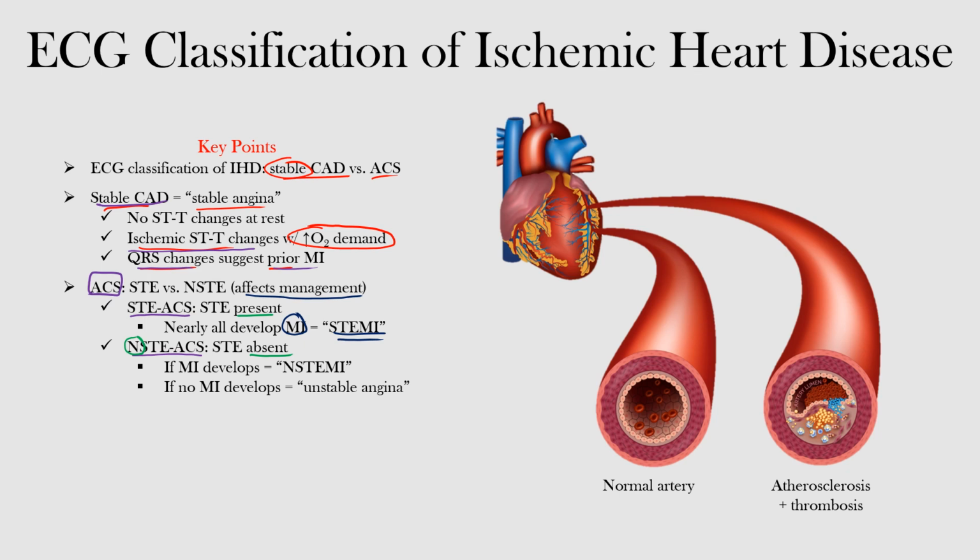In terms of non-ST elevation acute coronary syndrome, where there's no ST elevation, if it does develop into an MI, we call that an NSTEMI, N for non-ST elevation MI. Now, if there's no MI that develops, then we call this unstable angina. Remember, stable angina was when we have no symptoms, then we exert ourselves, and then we start to get these ischemic symptoms that come about. And that occurs with stable coronary artery disease.